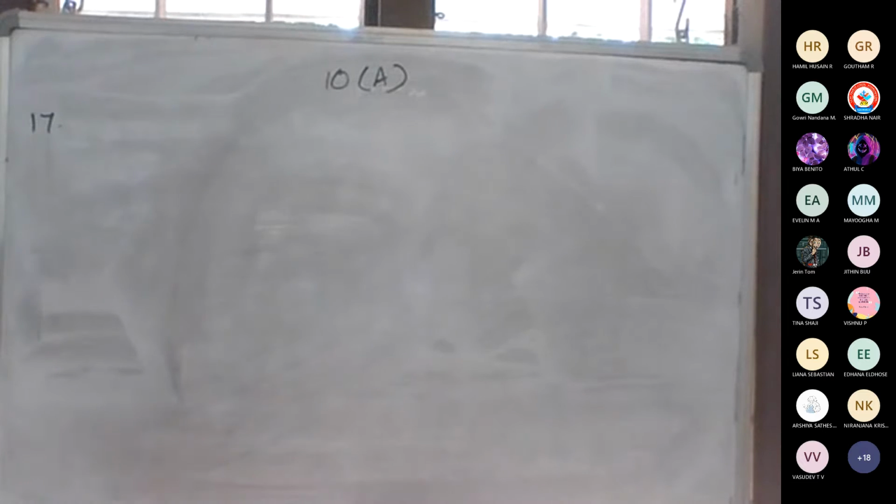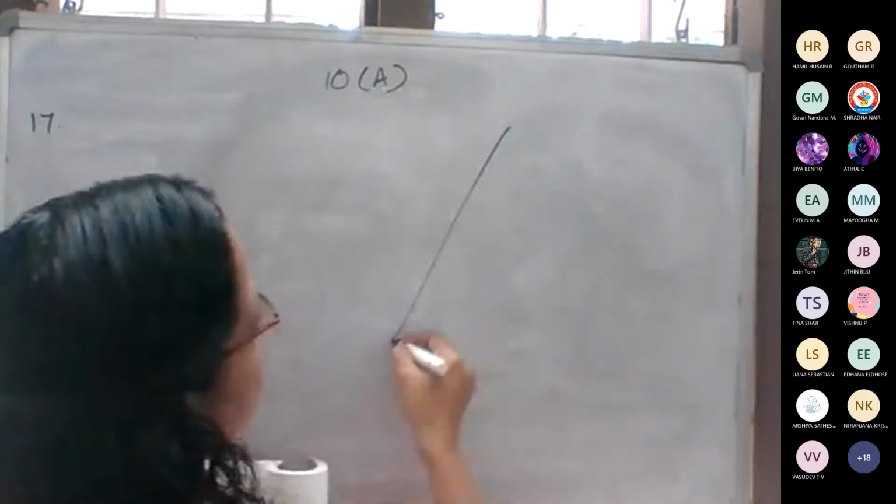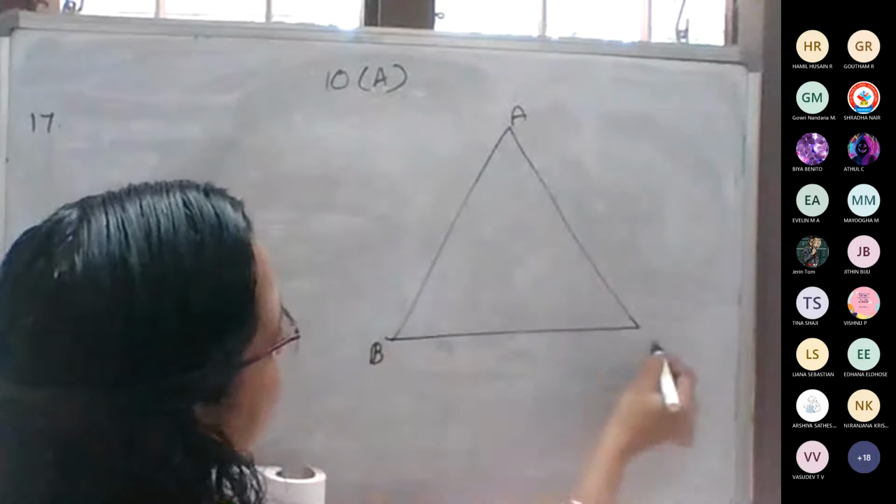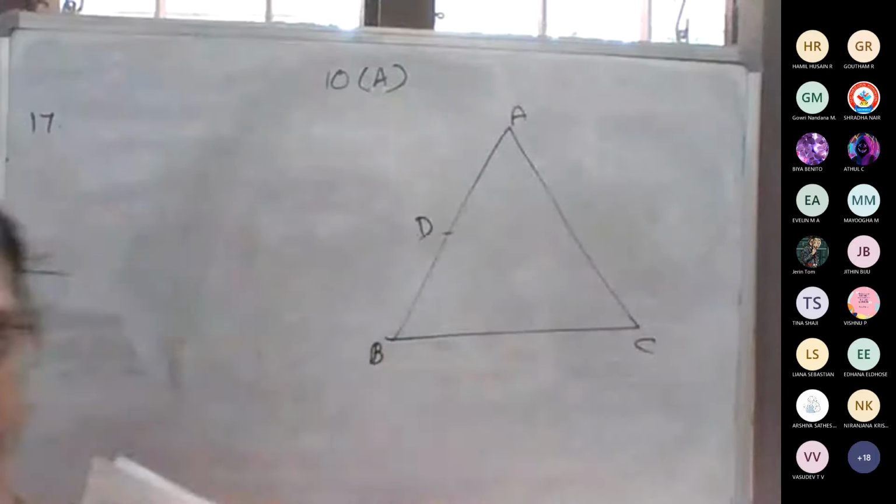In triangle ABC, D is a point on AB. So we can draw a triangle ABC. D is a point on AB.